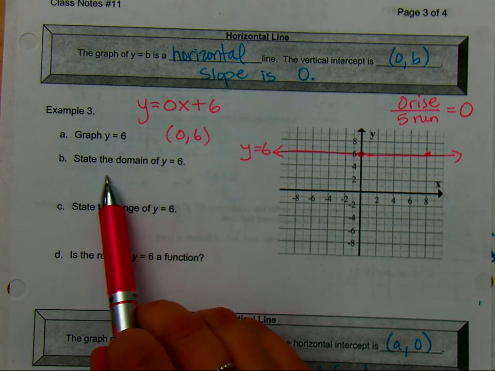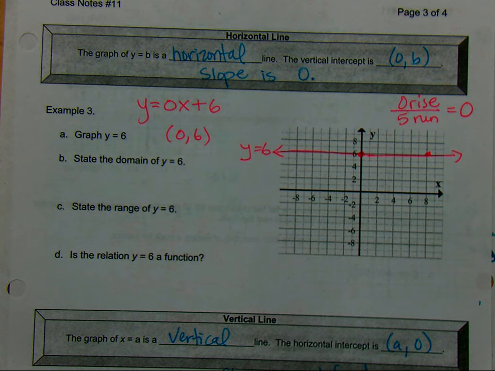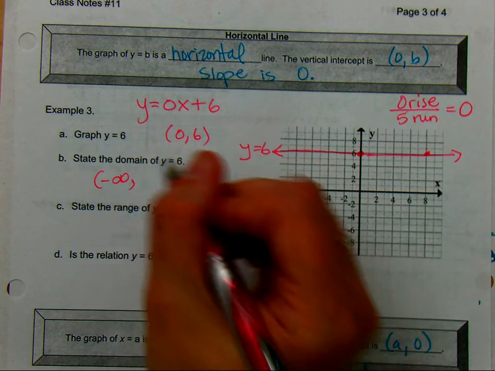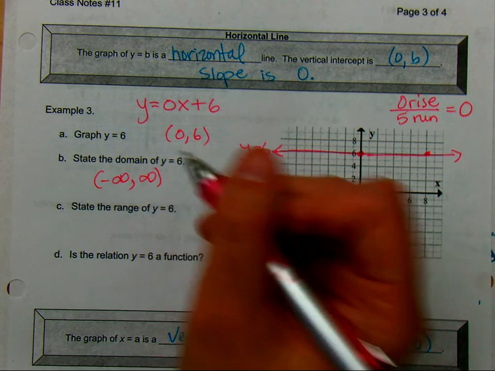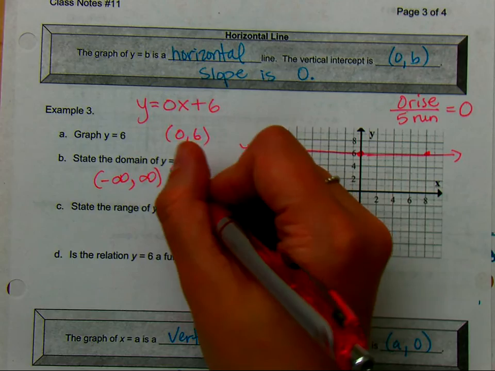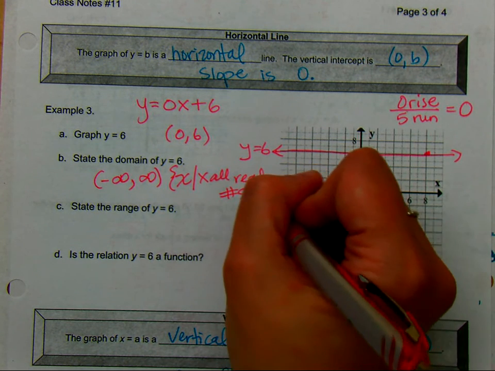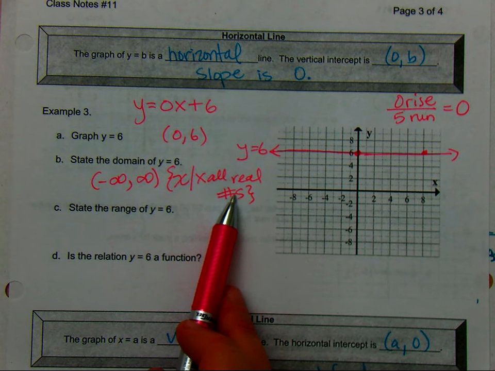What's the domain of y equals 6? Think back about domain. What did we say domain was? X values. What x values are we having here? We're actually going from down here, this arrow starts at negative infinity, and x goes to positive infinity. So you could say x has all real numbers. That's the same thing, interval notation and set builder notation. X is all real numbers.